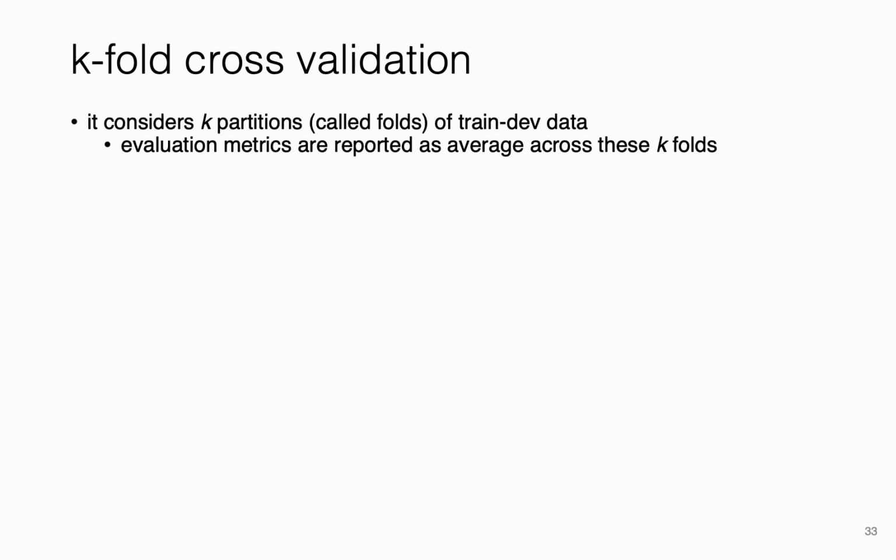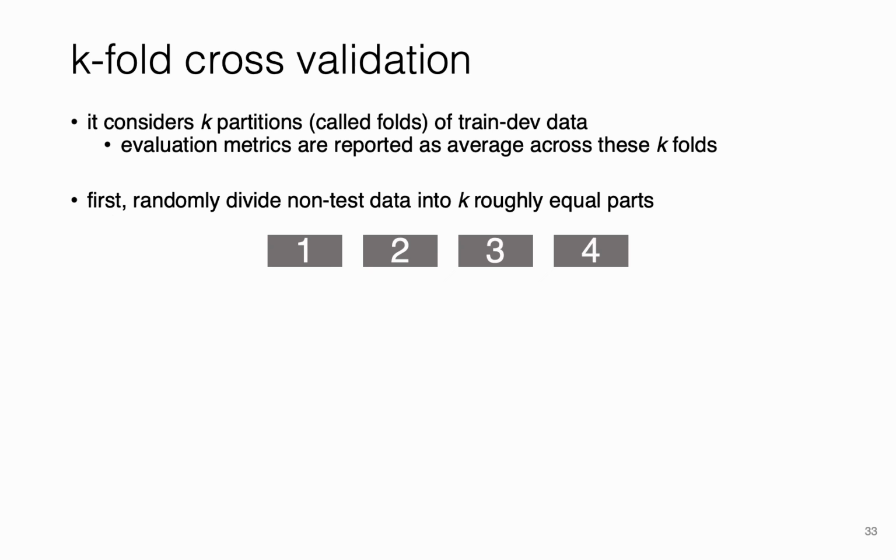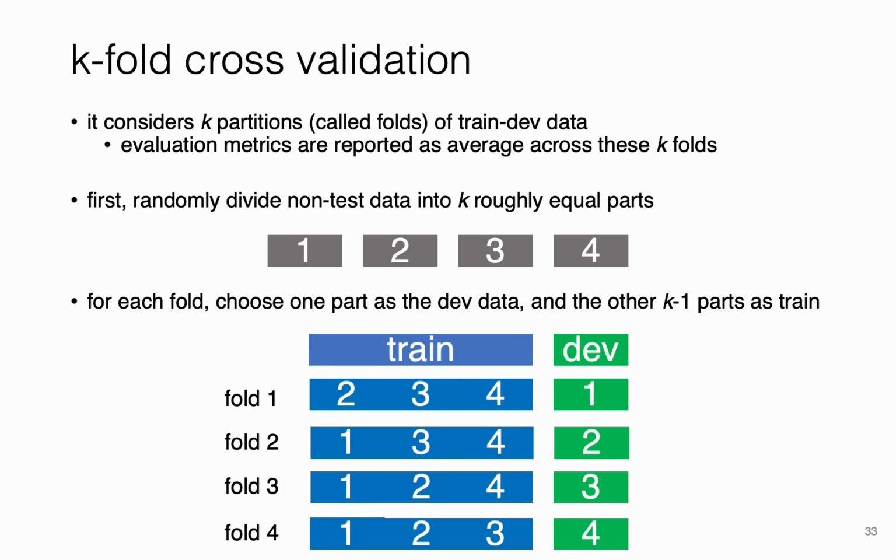K-fold cross-validation means that we create k different folds or partitions of the train-dev data. The evaluation metrics will be the average across these k folds. So first we divide the data into k equal parts in a user-aware manner, and for each fold we pick one part to be the dev dataset and the other k-1 parts to act as the train dataset.